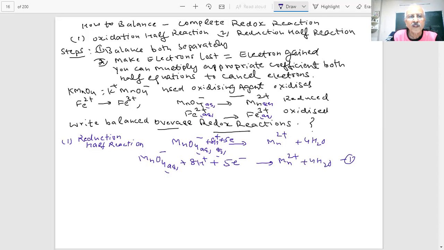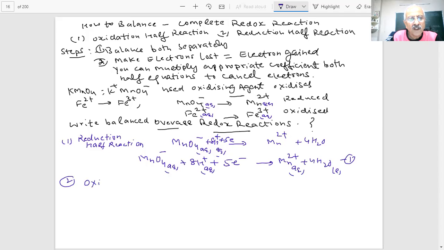Sir, this is an example of the reduction half reaction. Balanced? Yes or no? Yes, sir. Any doubt? No, sir. This is aqueous, so I am putting this in solution. This is a liquid. Okay. What is the second reaction?